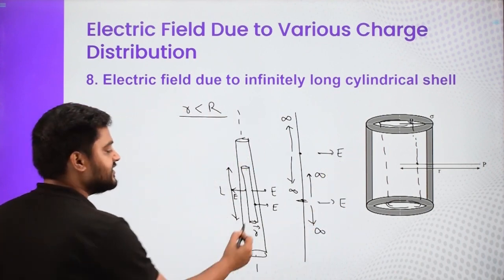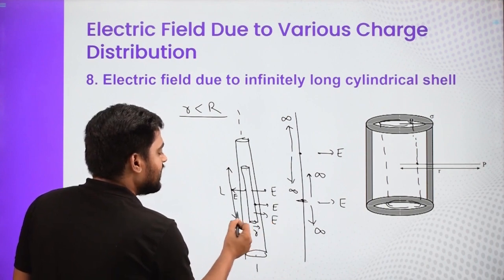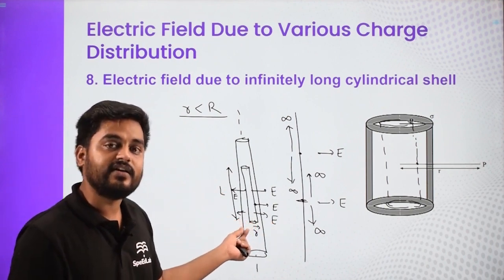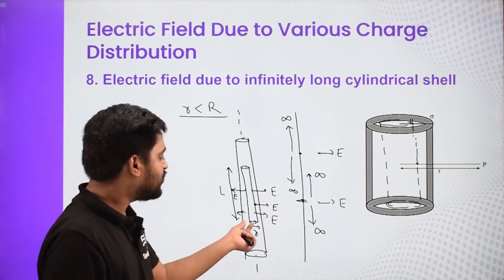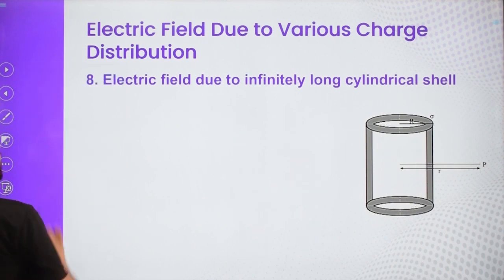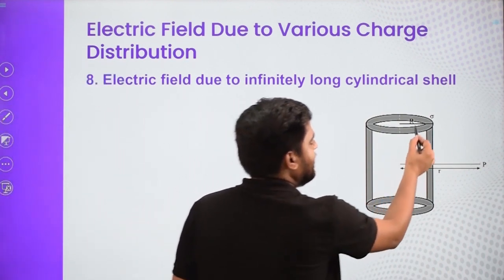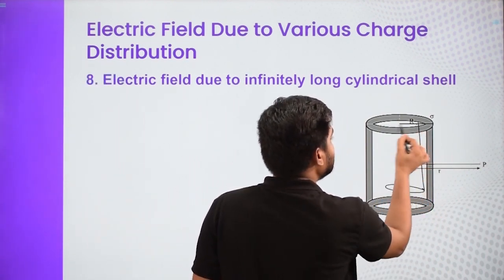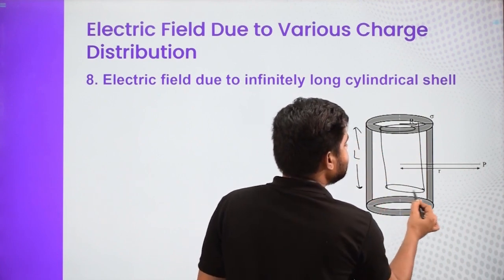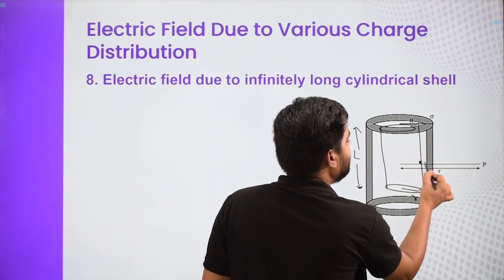So due to that, we can say that throughout this Gaussian cylinder, which we have assumed to be a cylinder of radius small r, the electric field should be just E. So first I have explained that. Let us take a Gaussian surface of length L and radius small r. I have to find the field over here.